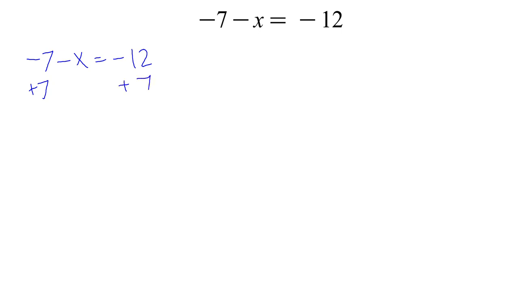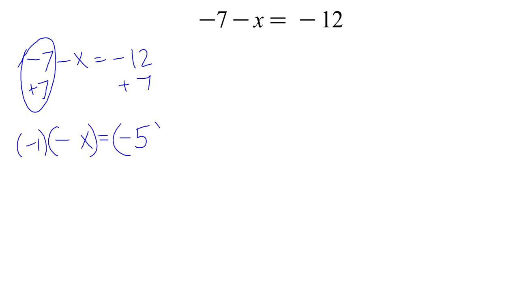So we'll add 7 to both sides. The negative 7 and the plus 7 here should cancel out, leaving us with negative x. And negative 12 plus 7 is negative 5. So now we just either multiply or divide by a negative 1. We'll multiply this time. Why not? Giving us positive x equals positive 5, right? X equals 5.